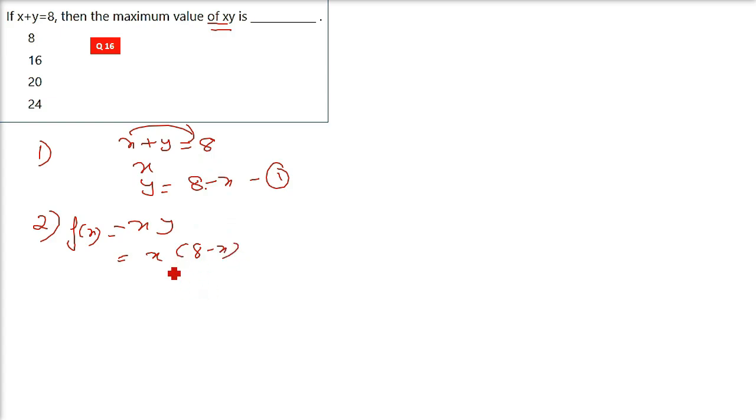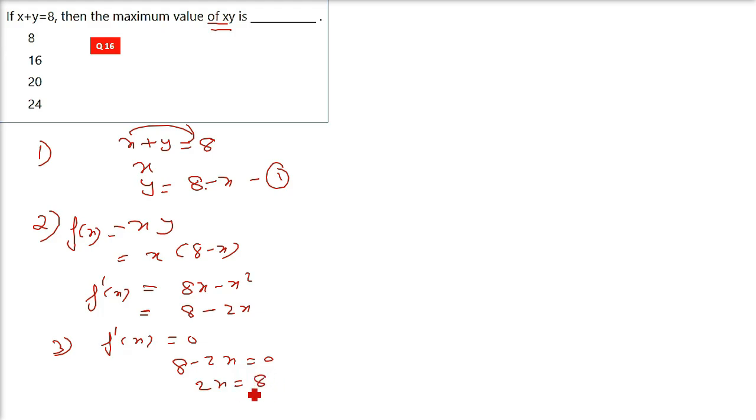So y we replace by 8 minus x, so the equation becomes x into 8 minus x. Now multiply inside, you get 8x minus x square. When you differentiate it, the first derivative will be 8 minus 2x. Now you have to equate it to 0. Third will be f dash x equals 0. So 8 minus 2x is equal to 0. So 2x will be equal to 8. X is equal to 4. So what will be y?